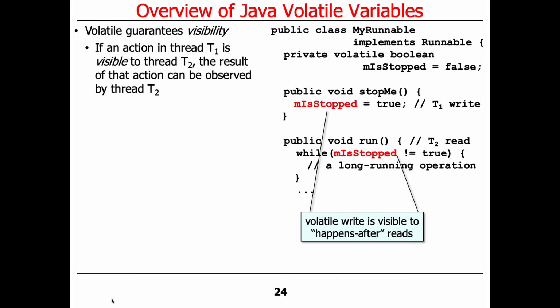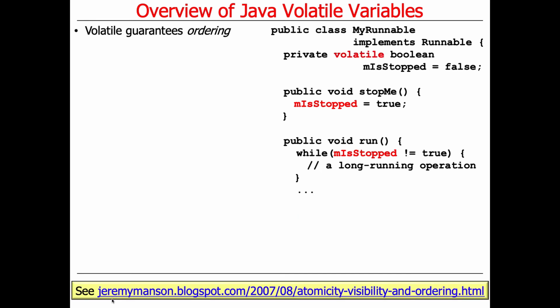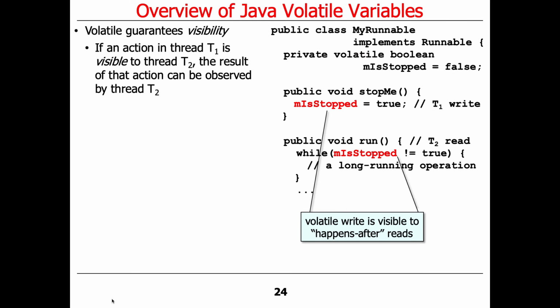So if thread T1 sets mIsStopped to true, we want thread T2, which is running this loop, to be able to detect that mIsStopped is actually true. And if you didn't use volatile, then you might never stop. So that's the basic problem that we're addressing here. If you use volatile, then it's going to be stopped, because it'll set that flag, and then that'll be propagated through the main memory so that next time this thread reads mIsStopped, it'll read it from memory as opposed to reading the local cache value.